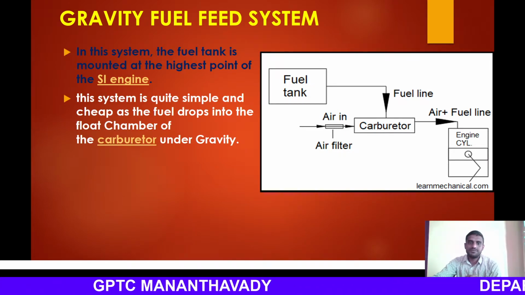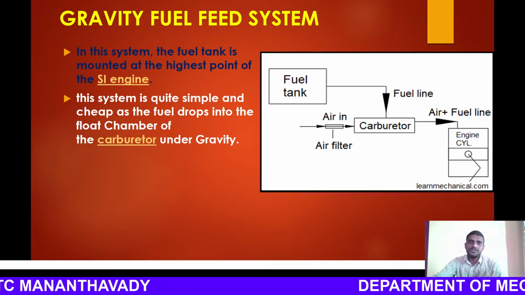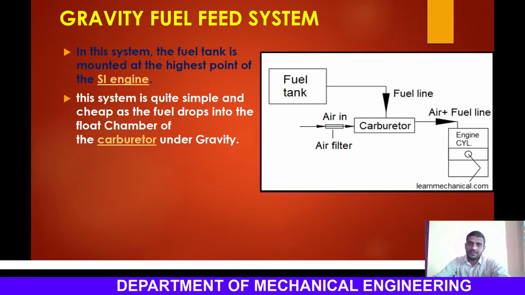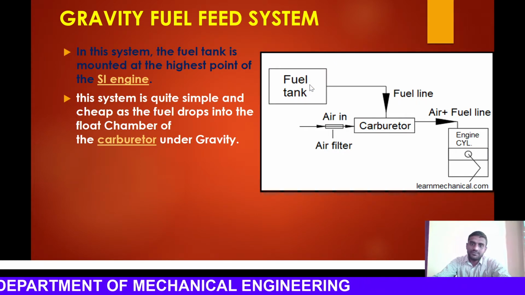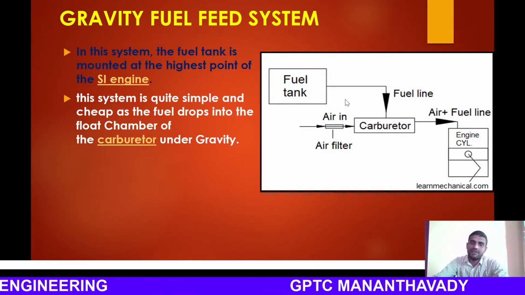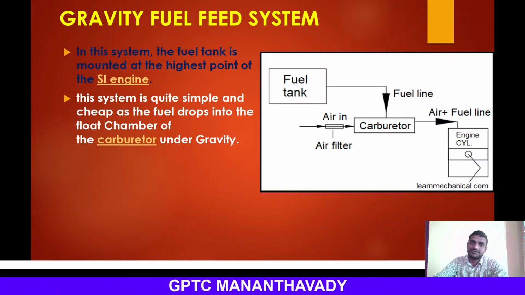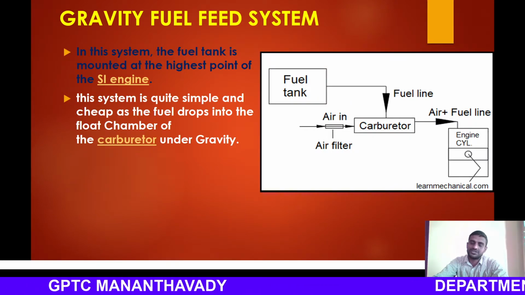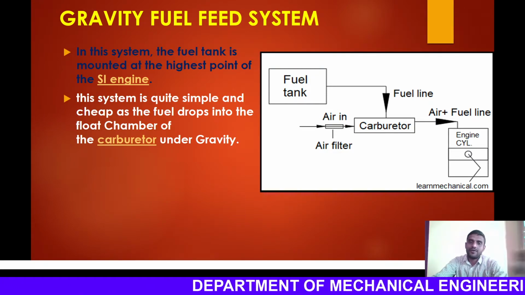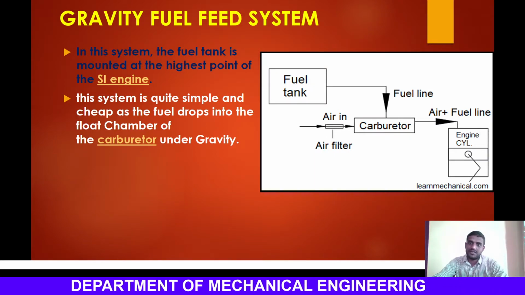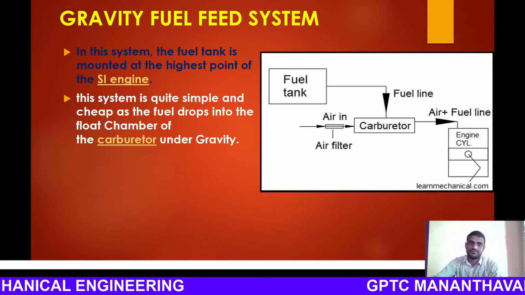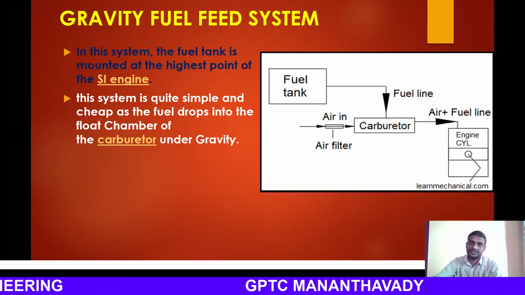The system is very simple and cheap because here the fuel drops into the float chamber of the carburetor under gravity. That is, the fuel is transferred from the fuel tank to the carburetor just by the effect of gravity. That's why it's called a simple system and it's very cheap. No additional requirements are needed. The position of the tank is important. That's why it's kept at a high position, above the carburetor. The highest position is mandatory.